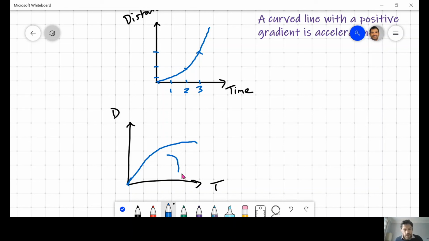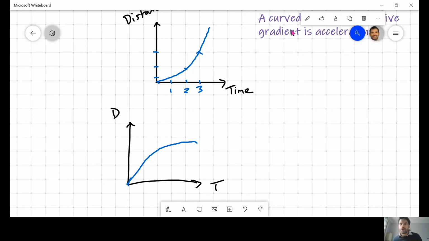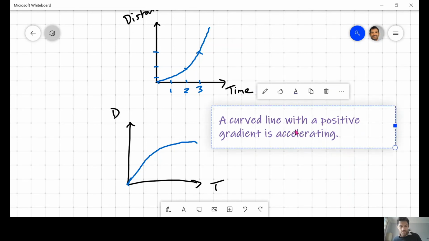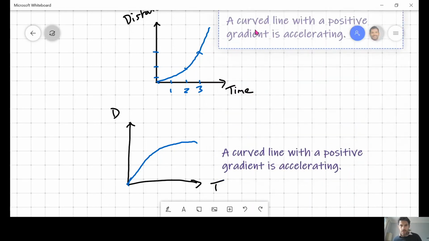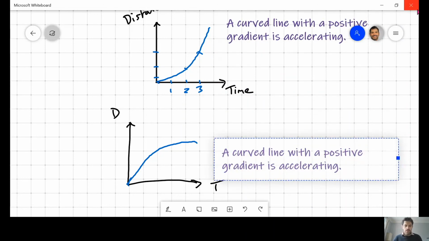You'll never get a line that goes vertically down. Why not? Because time is always increasing. You can never have it vertical because that's time standing still. It might look vertical because it's very, very steep, but it's never vertical. So that is a curved line with a negative gradient. It is decelerating and slowing down. You start at 60 miles an hour and then 50 miles an hour, 40 miles an hour, you're decelerating.